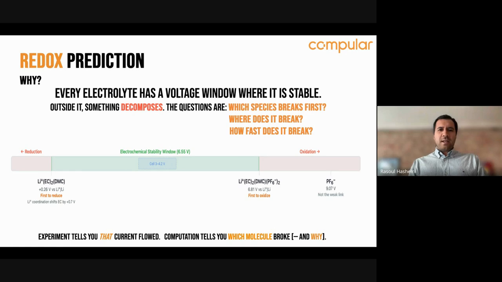When we say a window, we mean at what potential things start getting reduced, and at what potential things start getting oxidized. Within those limitations, you will have an electrochemical stability window. You can look into it through experiments and computations, and I would say they complement each other to answer questions like which species breaks first, where does it break, and how fast does it break.